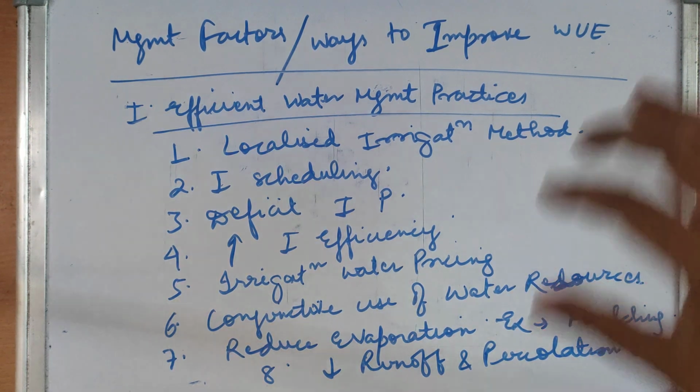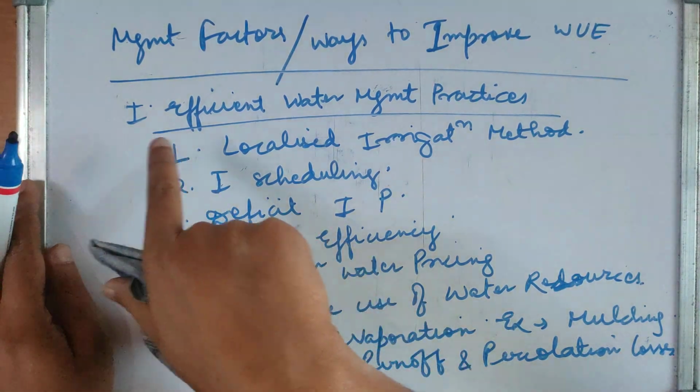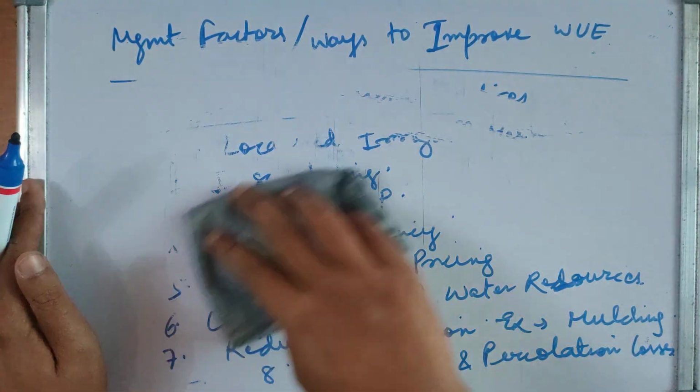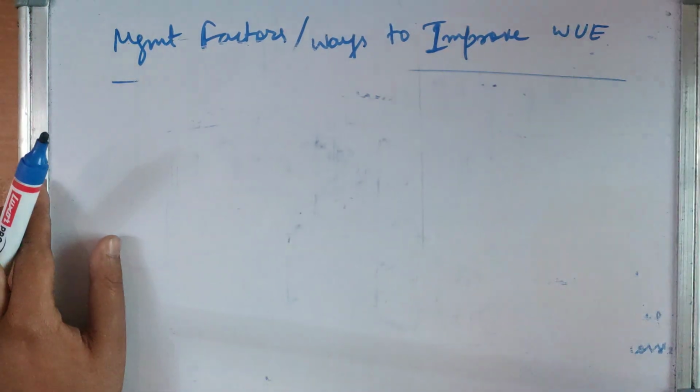So these are things through which we can improve water use efficiency. This was water management practice. Now moving to the second one, that is crop management or agronomic practices.